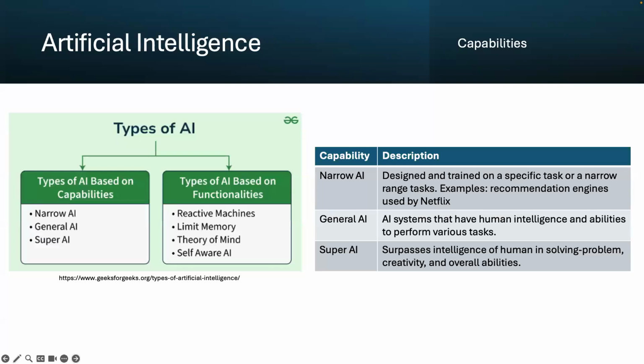It surpasses humans' capability to solve problems. It would be more creative than human beings. So this typically at this point is a very hypothetical concept, but so far we have seen narrow AI in play.